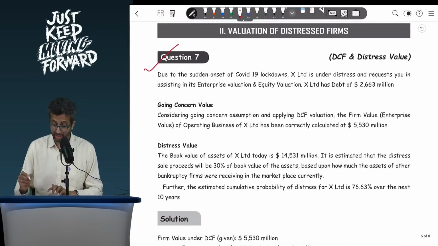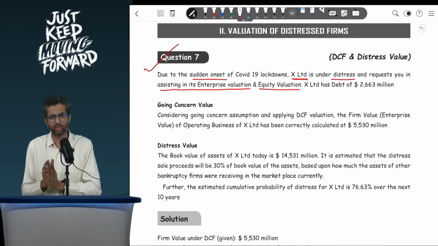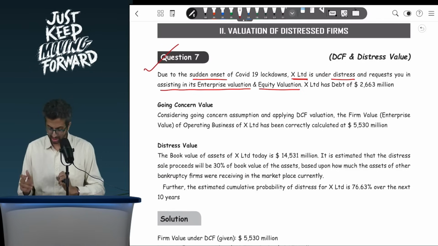This is valuation of distress firms. Over here, due to the sudden onset of COVID-19 lockdowns, X Limited is under distress and requests you in assisting in the enterprise valuation and the equity valuation. Enterprise valuation will include the debt value as well. Equity value is after deducting the value of debt.